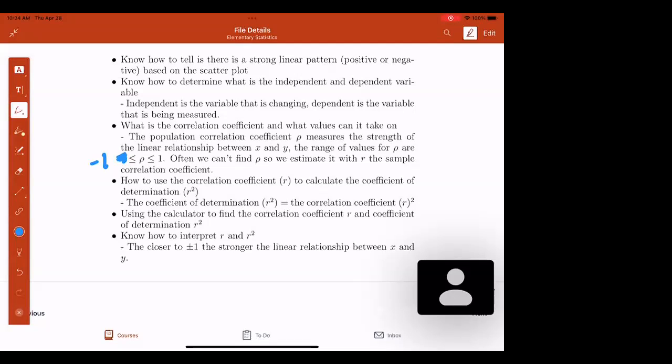So if you're squaring something that's in between -1 and 1, obviously the square of it is going to be in between what two numbers? If I take something negative and square it, it becomes positive, right? So it's going to be positive, and the smallest it can be is 0, because 0 squared is 0.